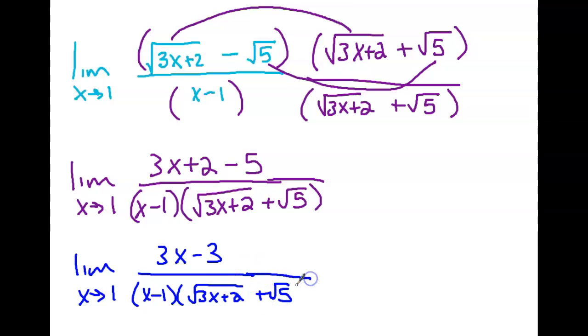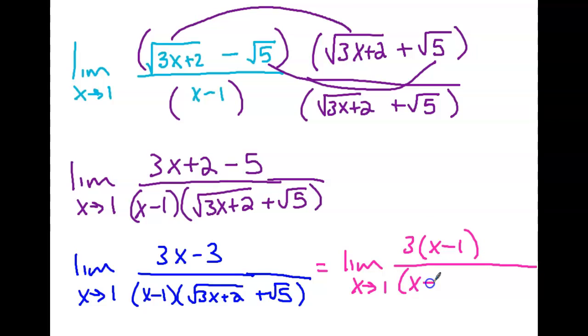Now, we already know that the discontinuity is happening at 1, so we need to just factor out an x minus 1. Well, we don't actually have that on the top, but it is there, obviously, because we can take out the GCF in 3x minus 3 and just rewrite that as the limit as x goes to 1 of 3 times x minus 1 over x minus 1 times the square root of 3x plus 2 plus root 5. Sorry, I'm running out of room. And now we can cancel the x minus 1s.